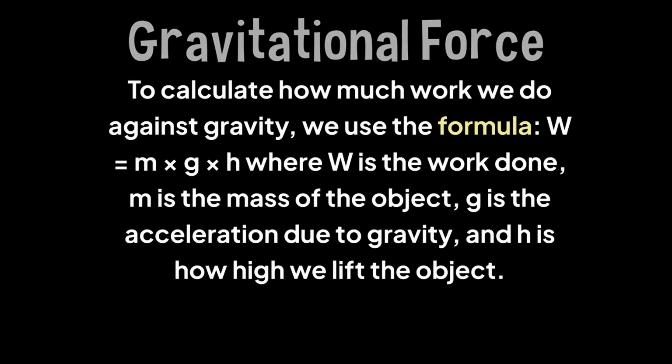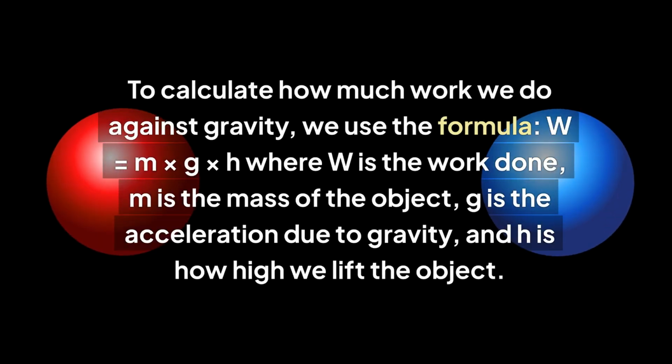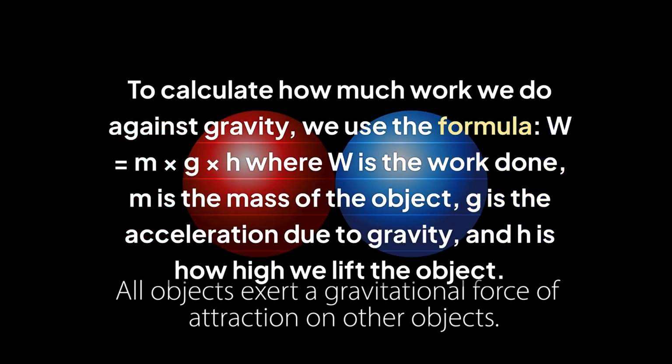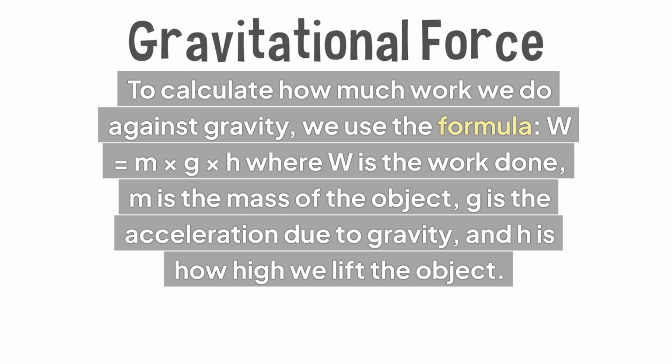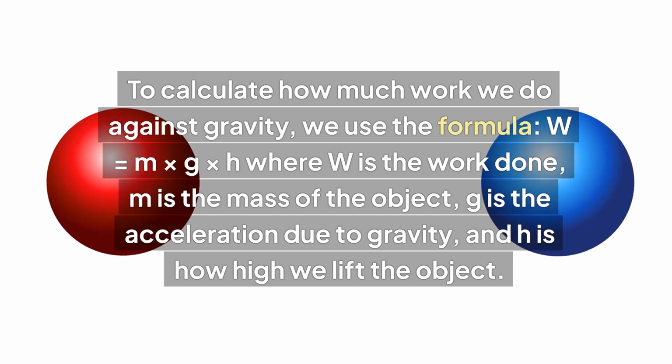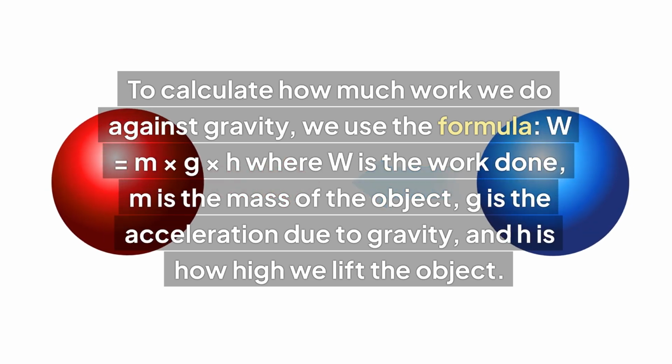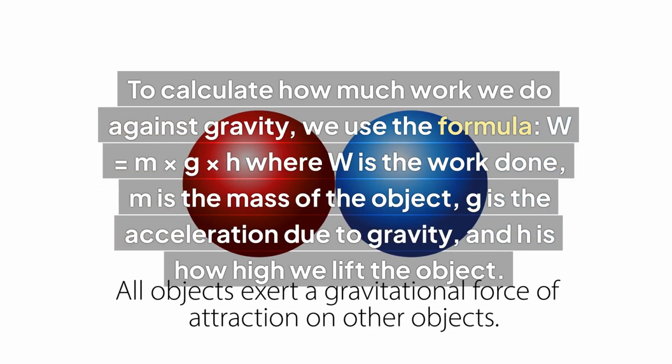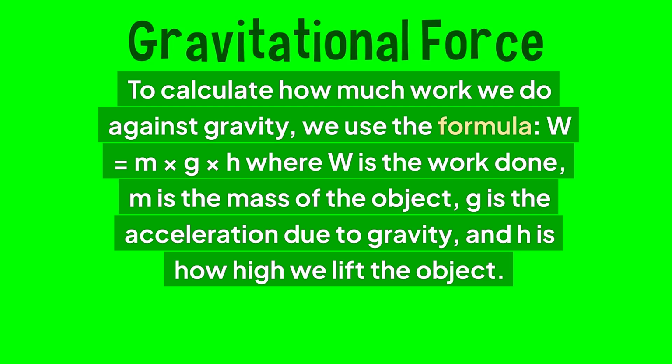To calculate how much work we do against gravity, we use the formula W = m × g × h, where W is the work done, m is the mass of the object, g is the acceleration due to gravity, and h is how high we lift the object.